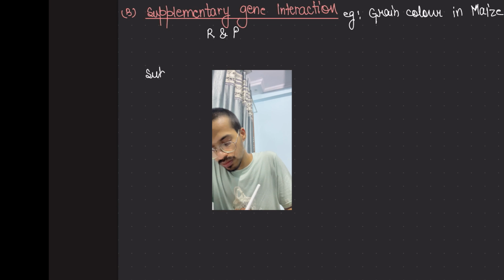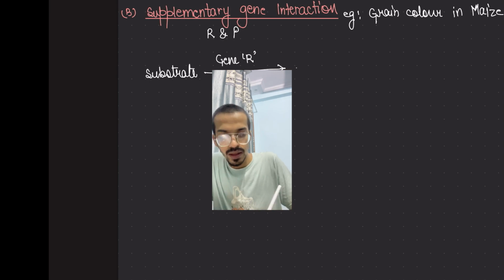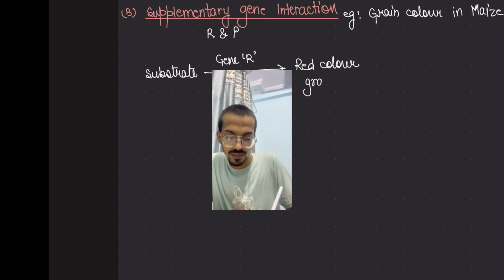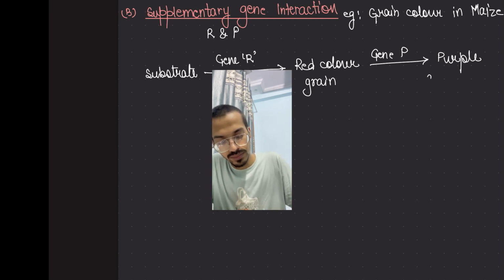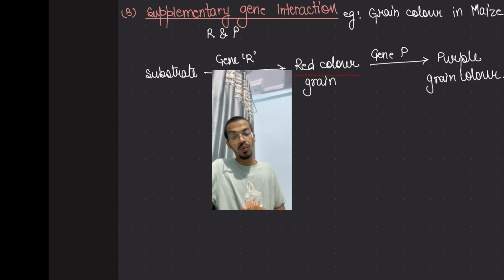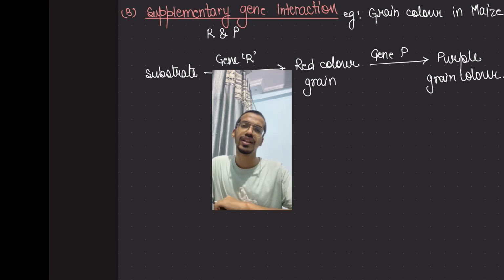If on this substrate gene R works, then it leads to a red green color. But if on top of that the gene P also works, then a purple green color comes up. So what happened? When the two genes are working together, then like the dominant ones, they will give different colors.